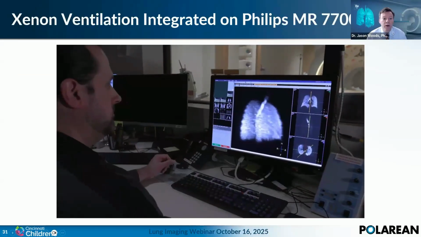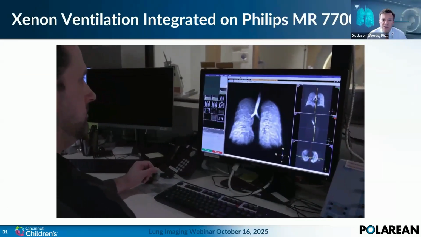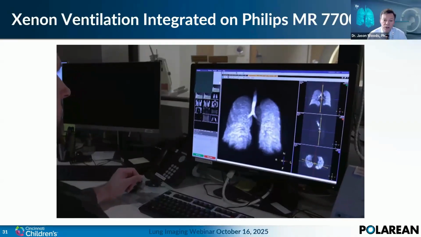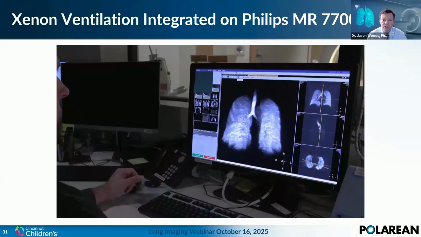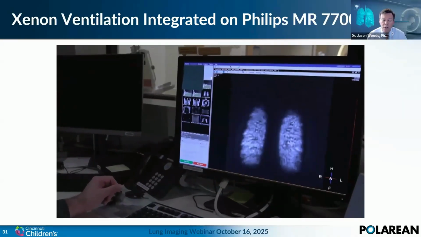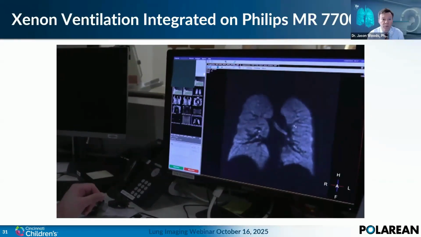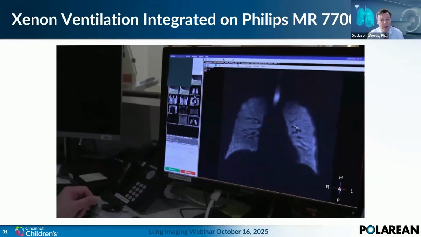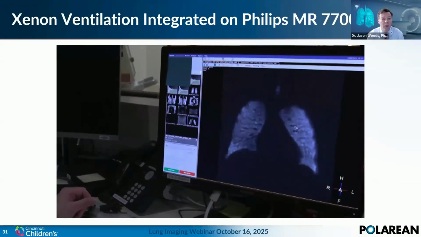And if you click on this video, this shows how the xenon ventilation sequence is integrated into the Philips MR 7700. So this has been really good for us because it's been much more plug and play than we anticipated. That integration into the Philips machine has been pretty flawless, and when we started that with our new scanner, it simply went off without a hitch.